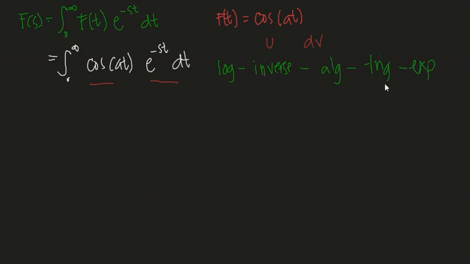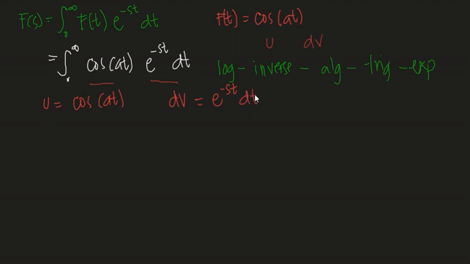So if two of these functions are involved, whichever comes first will be your u. This time, we have your trigonometric and we have your exponential. That means the trigonometric function comes first, so your u will be the trigonometric function. In this equation, our trigonometric function is cosine. So u will be equal to cosine of at. Then our dv will be e raised to negative st dt.